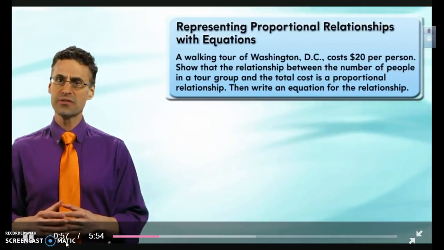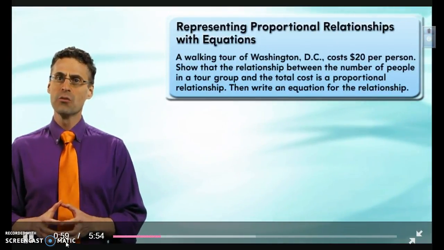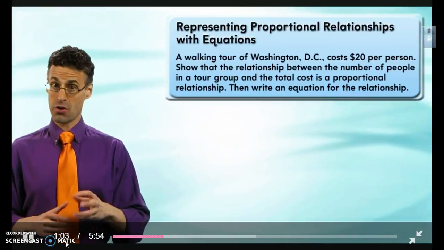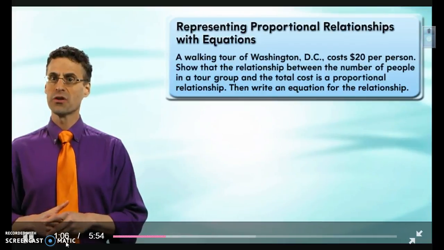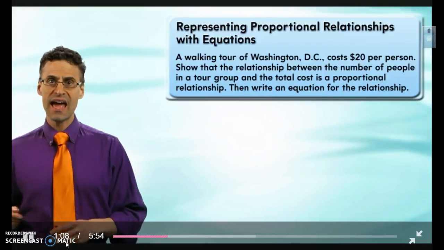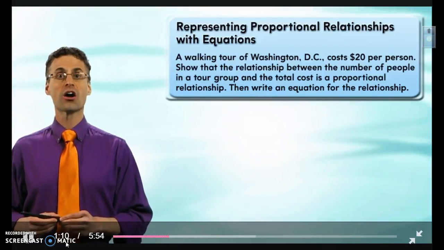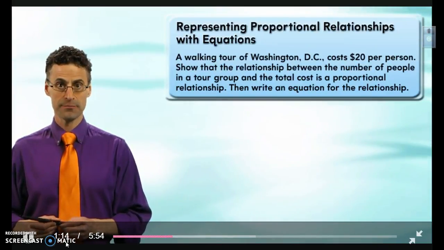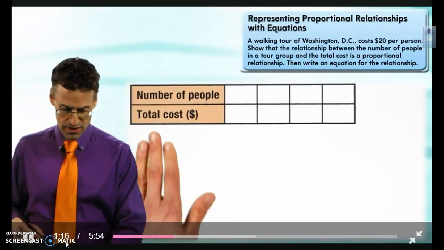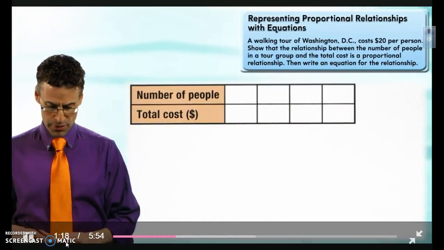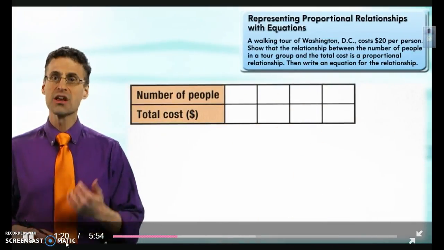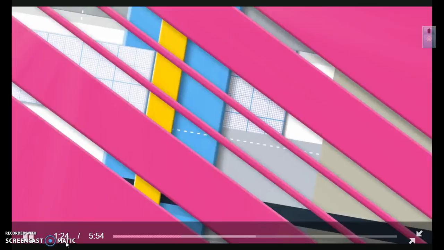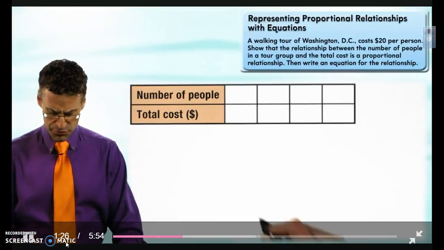To test to see if something is a proportional relationship, we have to collect some data and look at the ratios of those pairs of points. If the ratios are constant, then we have a proportionality. Okay, so let's take a look at a little chart here. Let's say number of people in the tour group, and let's figure out the cost, knowing that it's $20 per person. So, just for fun, I'll write some numbers in here.